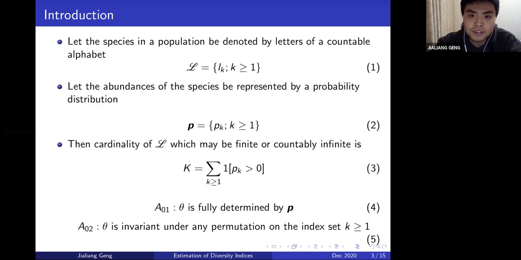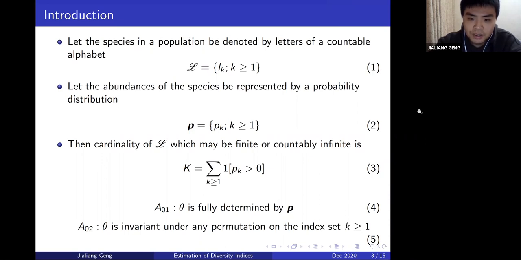Before I give a definition of the diversity index, let me first introduce some preliminaries. The first one is the L set. The L set is the set to describe a population. Each L_k represents a species in a population set, and it is a countable alphabet. Each L_k will also have a probability which represents the abundance of this species, and the probabilities will form this P set. And the cardinality of the L set is finite or countably infinite, because the L set is a countable alphabet. This is important for defining the diversity index.